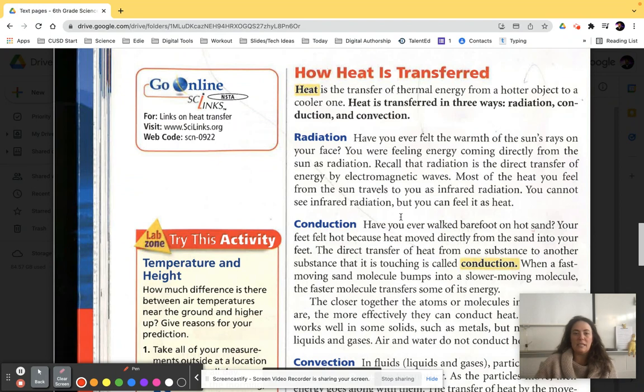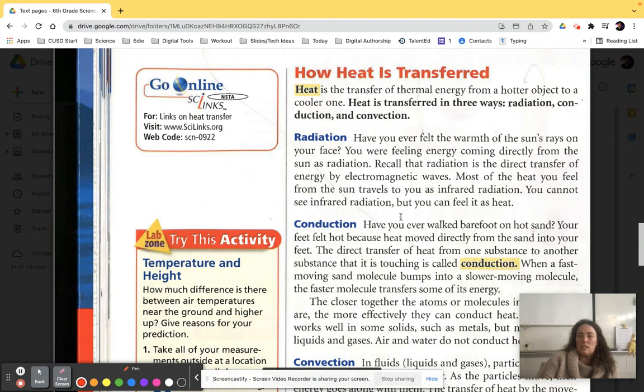So, how is heat transferred? Because heat can be transferred from one object to another, and there are a couple of ways. Heat is the transfer of thermal energy from the hotter object to a cooler one. If I put my hand on my forehead and my forehead feels warm, that is heat. I feel it as heat. It is transferred from my head to my hand. So it can be transferred in three ways: radiation, conduction, and convection. And we're going to learn about them.